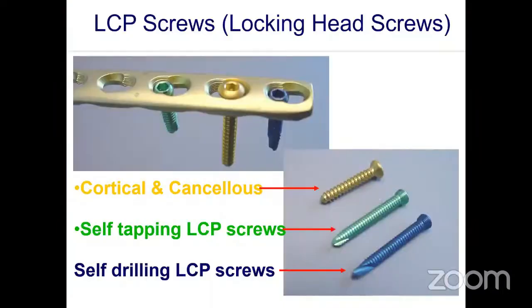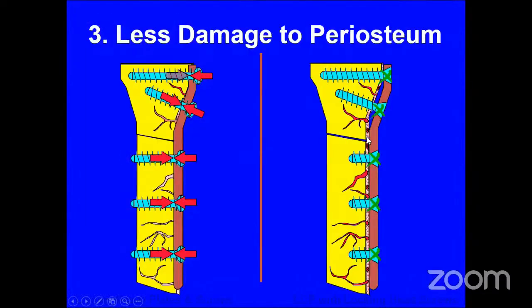Not only that, here you can see there is some undercutting of the plate, so that the periosteal blood supply is not compromised. Here you can see when you put an ordinary plate, you are disrupting the periosteum. But in LCP, in some areas, the plate is not flush with the bone. In those areas, they are saving the blood supply to the bone. So the periosteal blood supply is saved.